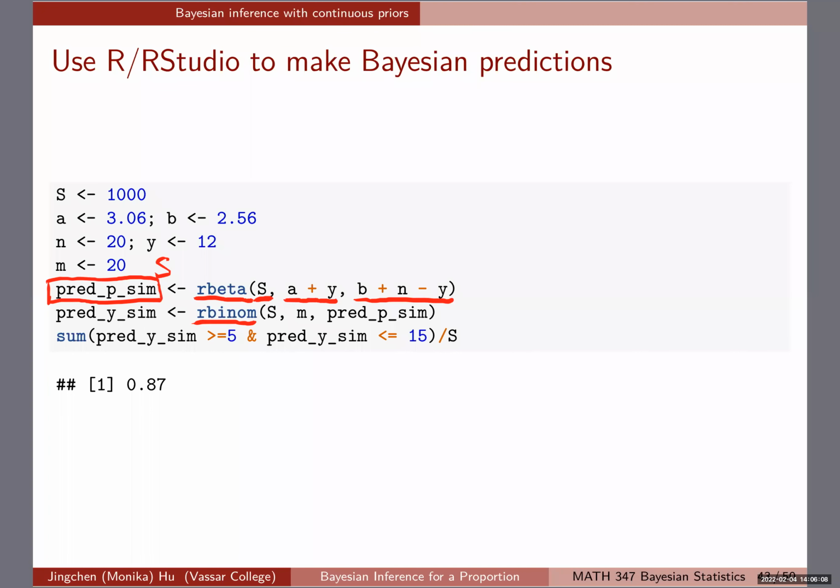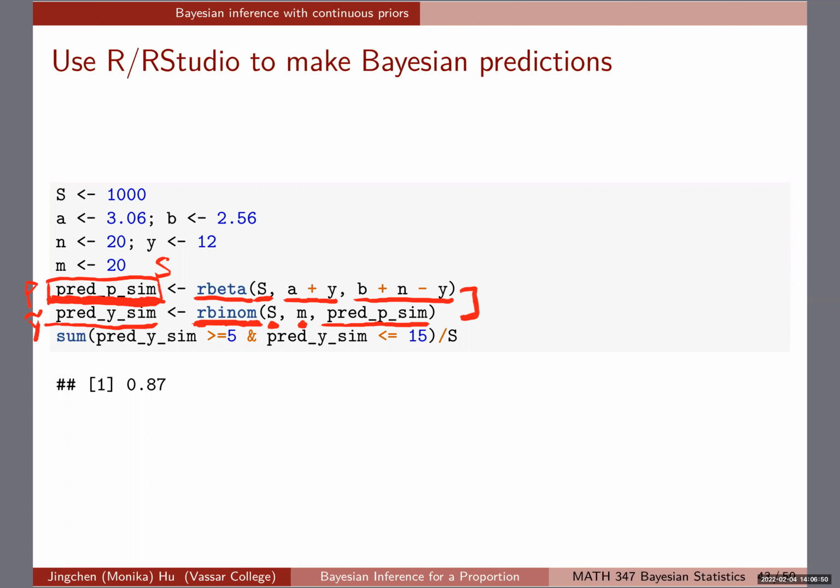And now, for each of the draws that I have, I want to draw a y tilde. So for rbinom, R again stands for random draw, and binom is the binomial distribution. We need to specify how many draws we want, the number of trials, which is m in our case, and then the success probability. Everything, these two lines, both of them will work with vectors, because we have a vector of predicted p sim, and also a vector of predicted y sim. That's the p that we were working with earlier, and this is the y tilde that we're able to generate.